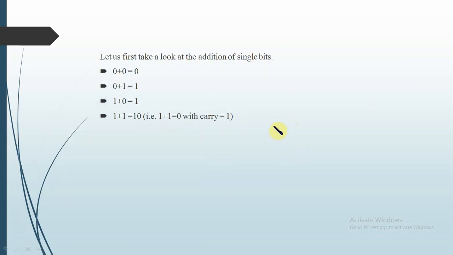Before going to the half and full adder, we have to look at the addition of single bits. Here we take 0 plus 0. There are two bits, 0 and 0, the value is 0, hence we take 0. 0 plus 1 is the basic addition, that is 1, because 1 is the highest number. And 1 plus 0 is 1. Here 1 plus 1 will get 10, that is the sum is 0, but a carry of 1 will be generated because the binary number system works only with 0 and 1.